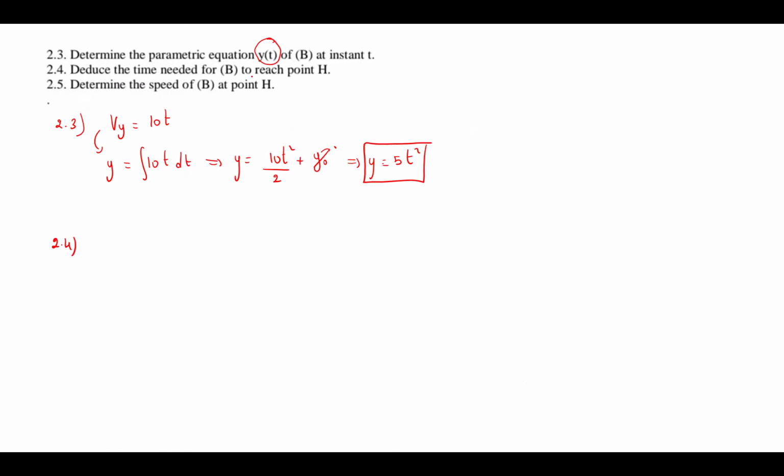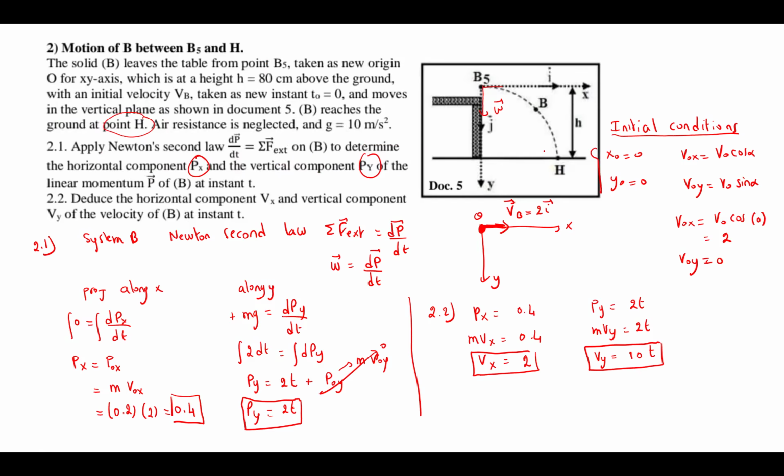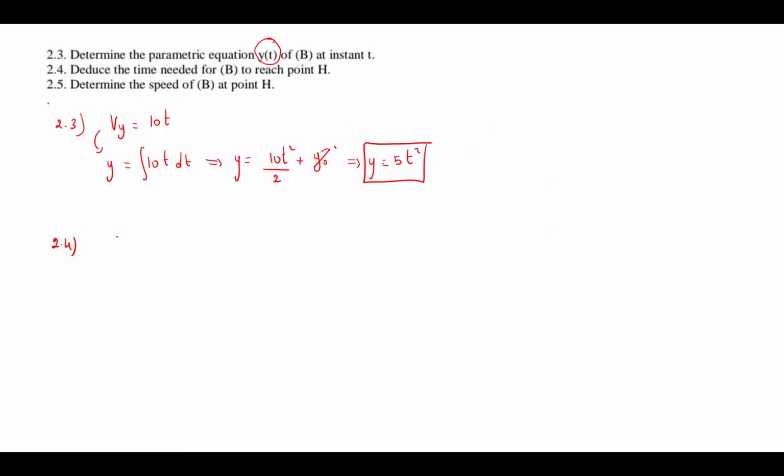Deduce the time needed for B to reach the point H. Now we have to pay attention in order to find the time. We have all the equations. So we need an equation where we have time and we reach the point H. What do I have given at H? I have the height, and height means Y. So the height is equal to 80 centimeter, which means that the Y is 80 centimeter.